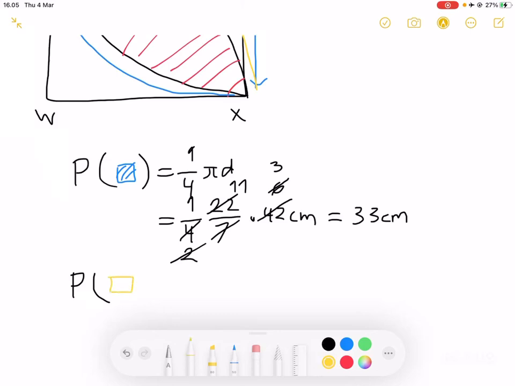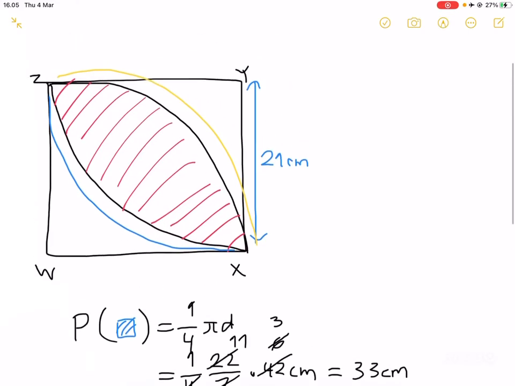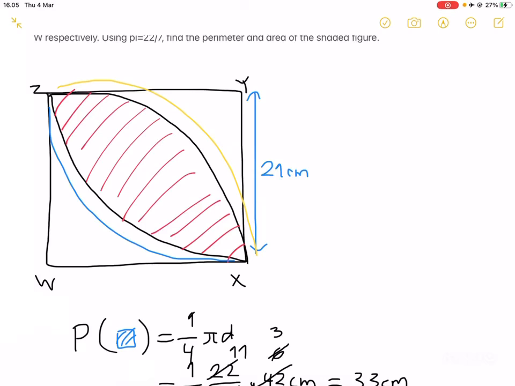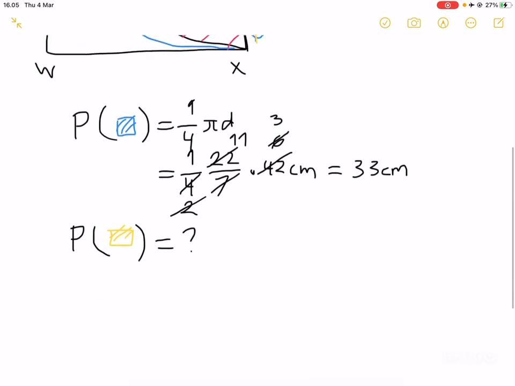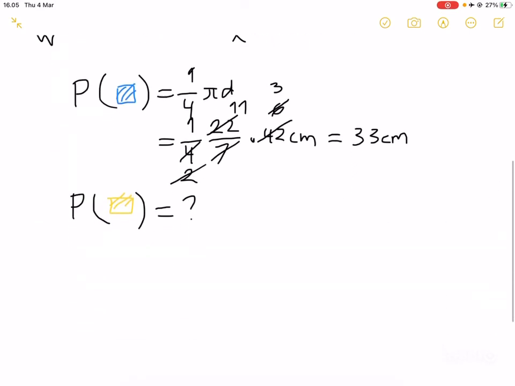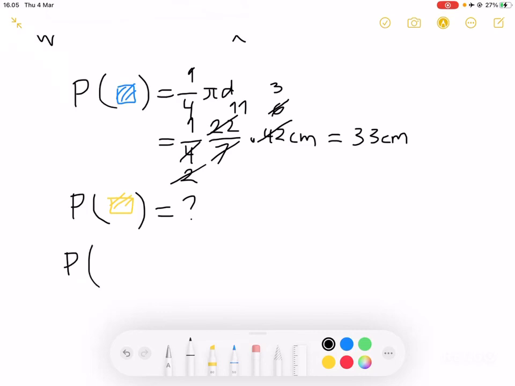However, I'm going to let you work out the length of the yellow arc just to show that they are the same. But you can easily say it's the same because they're identical quadrants. That means they have the same diameters. So the perimeter of the shaded figure, I'm just going to draw a mini diagram inside these parentheses, will be just 2 times 33 centimeters, which is 66 centimeters. And that's it.